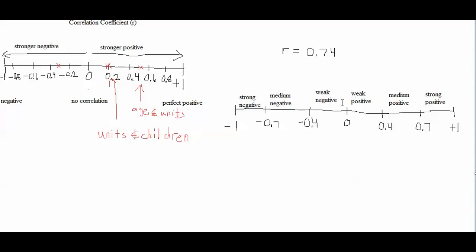And we can see that as we go further from zero up here, we're moving up from a weak positive to a medium positive to a strong positive as we get closer to +1. In this direction, we're moving from a weak negative to a medium negative to a strong negative as we're getting closer to -1. And -1 is a perfect negative, which means a negative correlation can't be any stronger than -1. And +1 is a perfect positive, which means a positive correlation can't be any stronger than +1. So it's actually not possible to get a correlation coefficient beyond -1 out here or beyond +1 out here.